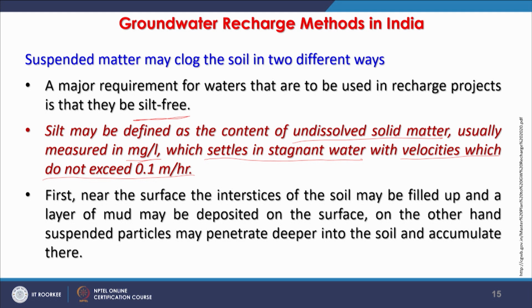If silt is allowed in, it will go and block or fill up the interstices of these soils and sediments, and even the hard rocks, which have only little space that allows water to move. All these will create problems, so that has to be avoided.